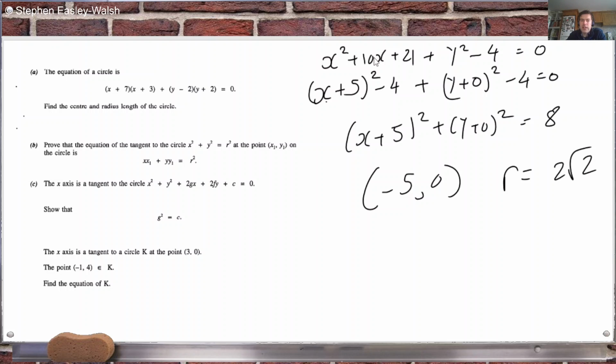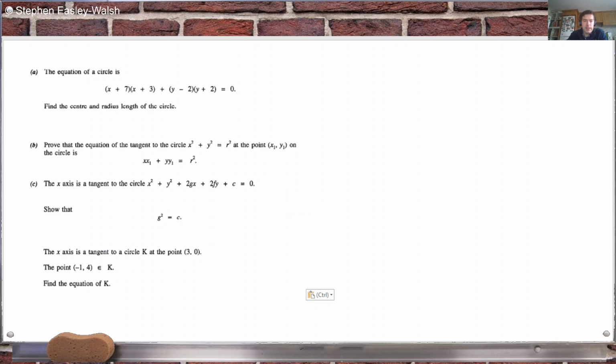x plus 5, x squared plus 10x plus 25 minus 4 is 21. Y difference of 2 squares. Yeah, I think that's right. Okay. Well, let me know in the comments if there's a mistake. Oh, I've seen this proof many times now.